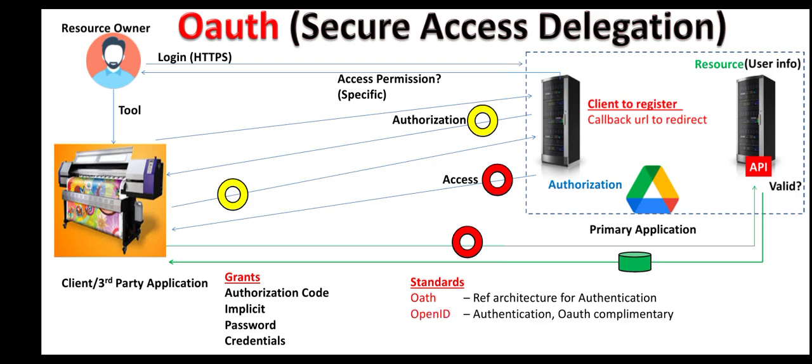The second standard is OpenID, but this is an authentication standard or authentication protocol, and OAuth is used complementary to OpenID, where OpenID will be used for authentication. Furthermore, once an OpenID provider or identity provider provides the response of identity, in addition to that it will also provide access delegation once OAuth is used complementary to OpenID.